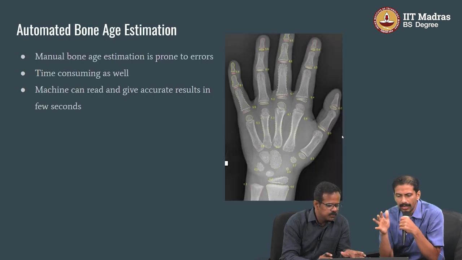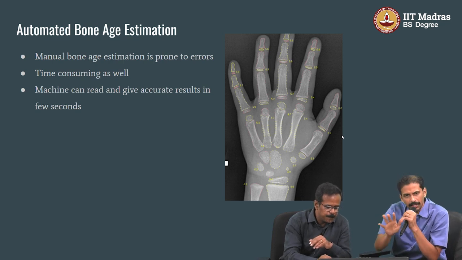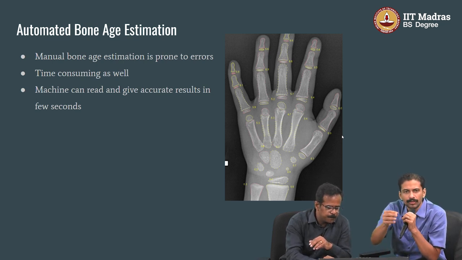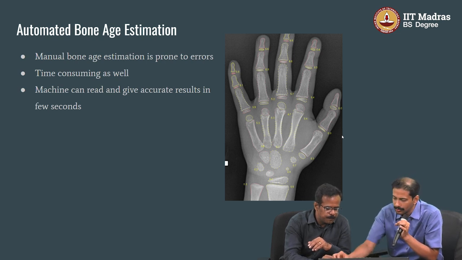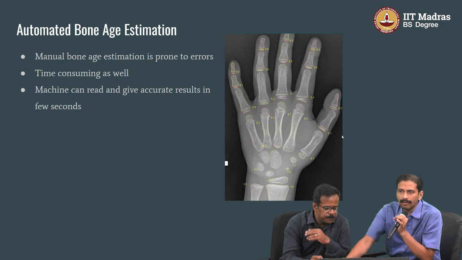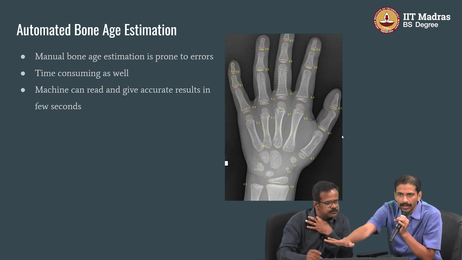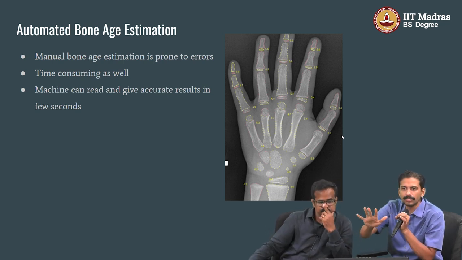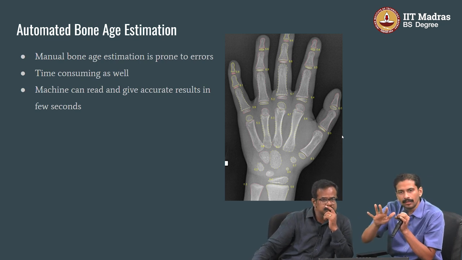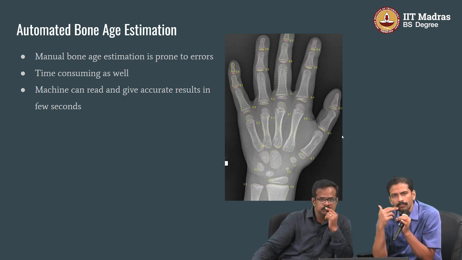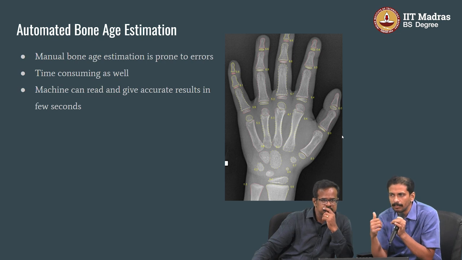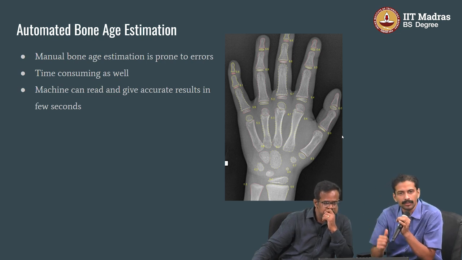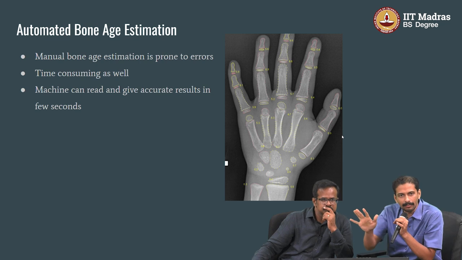So I'll show you some of the work which we are doing, which will give you some sense of the scope and what can be done in the field of AI. So we have this routine issue of calculating the age of the patient. This has a legal implication also. If somebody claims I am not 18, he has done a crime. If he claims that I am not 18, it comes into the juvenile category, right?